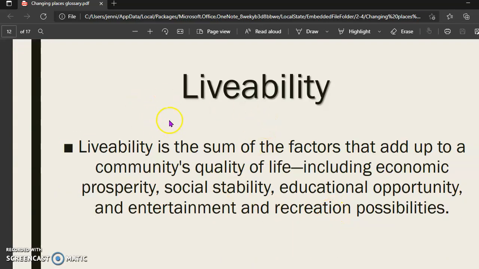Livability. This is going back to year 7, and it will come up again in this topic. It's some of the factors that add up to a community's quality of life. Hopefully you remember that from year 7. It includes a lot of factors like economic prosperity, so is there jobs for you to do, social stability, is there a lack of crime, educational opportunity, entertainment and recreation possibilities, multiple things. As the world becomes more urbanized, this is linked to sustainability and to urban planning. How do we ensure that these growing cities are livable?